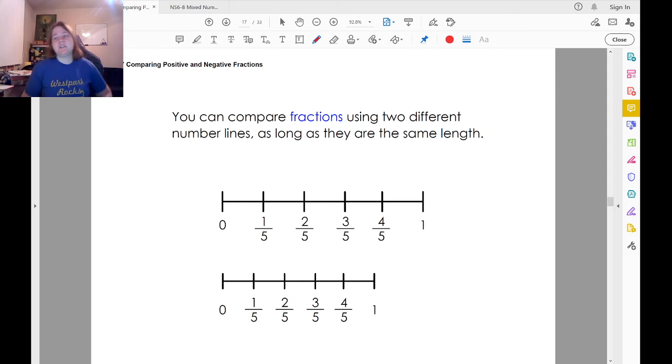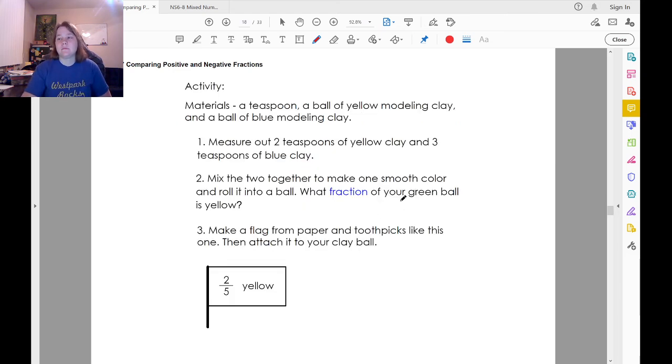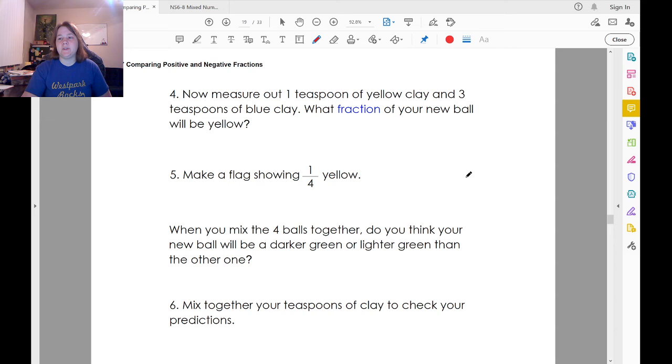We can compare fractions using number lines as long as they have the same length. So we can use either one of these number lines to compare between fifths, but we can't compare this fifth to this fifth because it's a little bit shorter. Just like saying that this candy bar is shorter than this candy bar. But I can still cut this candy bar into fifths, just like I can cut this one into fifths. Yeah, moving on.